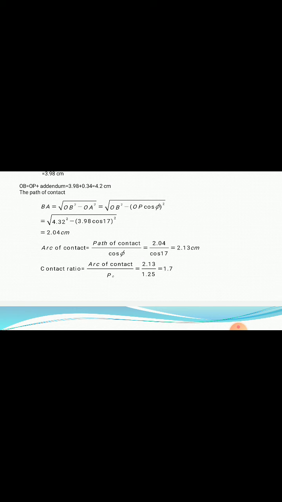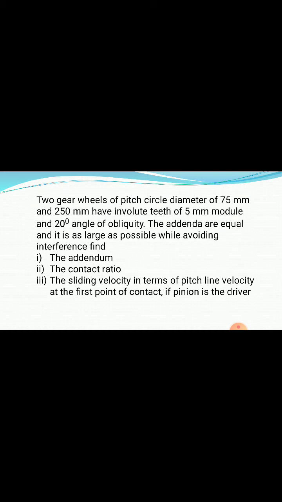Now we move further to the next example. Two gears of pitch circle diameter 75 millimeter and 250 millimeter have involute teeth of 5 millimeter module and a 20-degree angle of obliquity. The addenda are equal and as large as possible while avoiding interference. Find the addendum contact ratio and sliding velocity in terms of pitch line velocity at the first point of contact if the pinion is the driver.